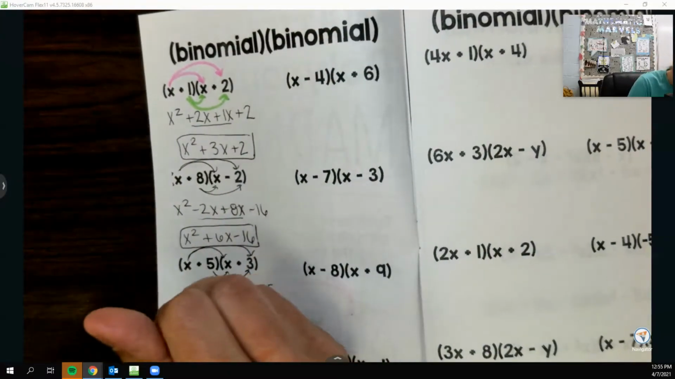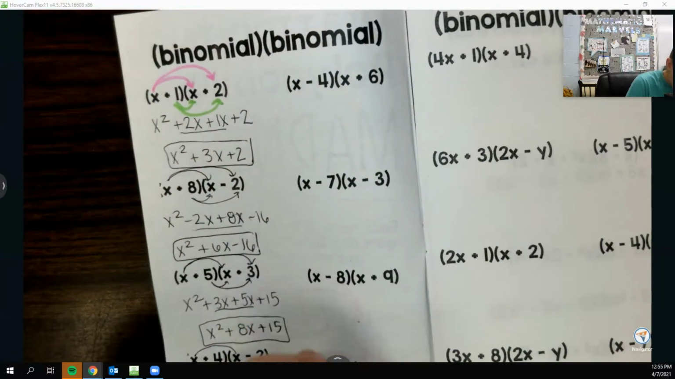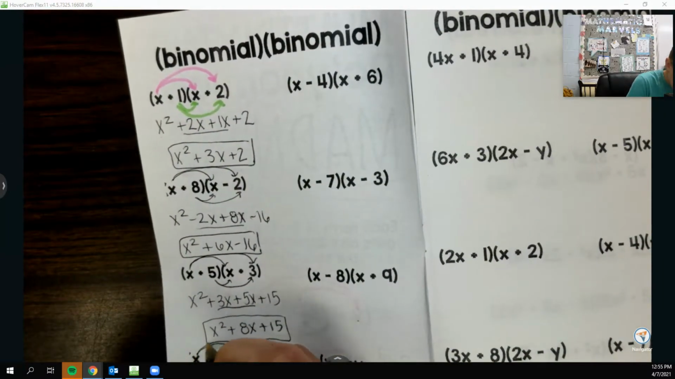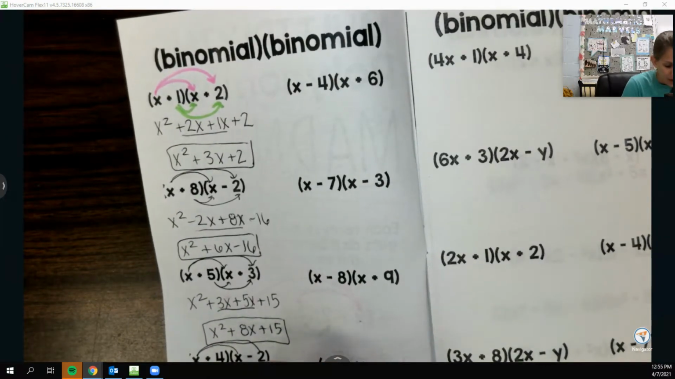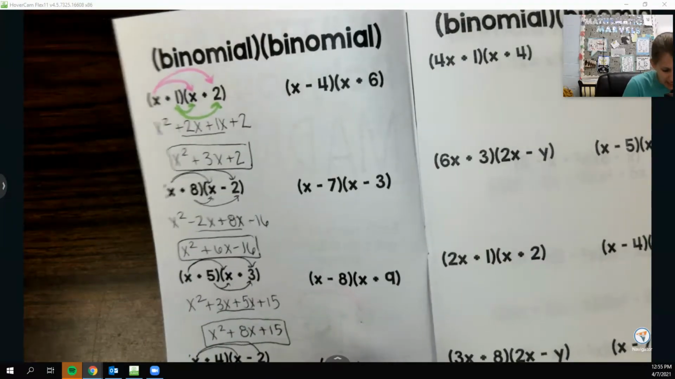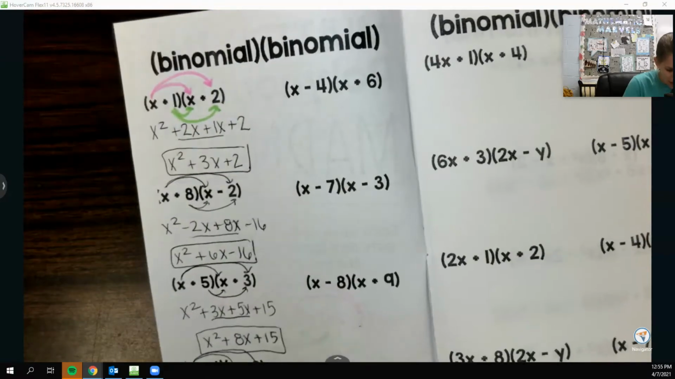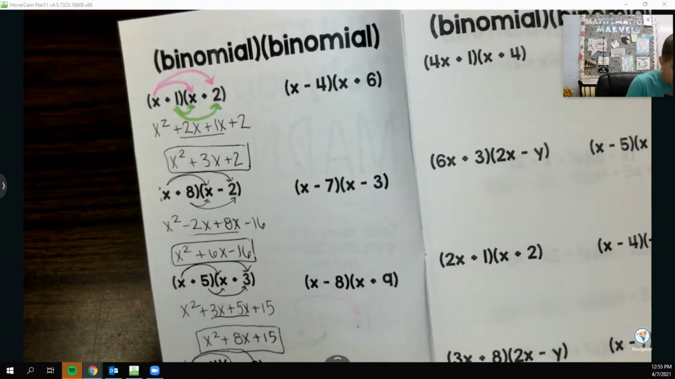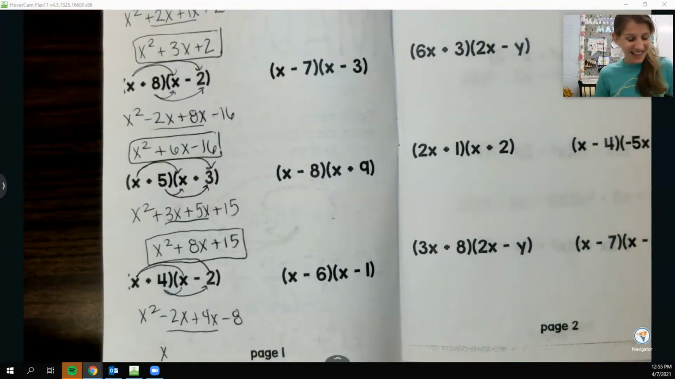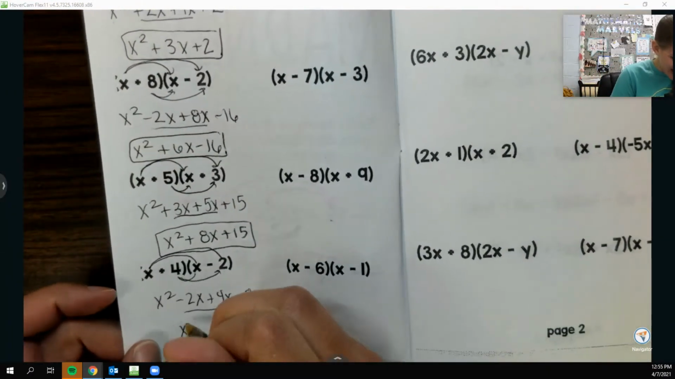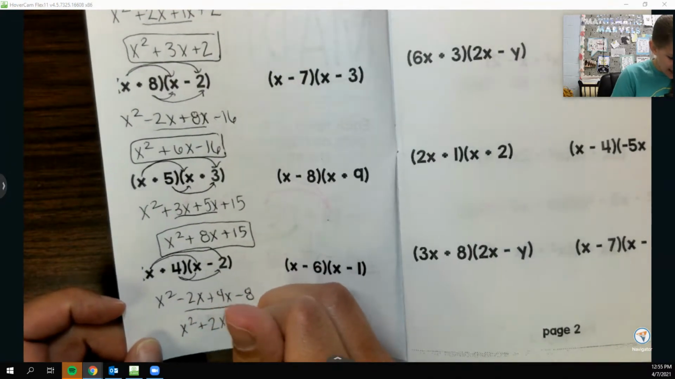And then the last one that I'll do that way, we got x times x, so x squared, x times negative 2 for negative 2x, 4 times x for 4x, and 4 times negative 2 for negative 8. Combine my like terms, so I'll have... you can't see what I'm doing at all. Sorry. And then we'll combine like terms. We got x squared plus 2x minus 8.